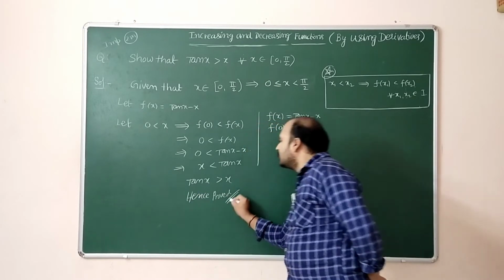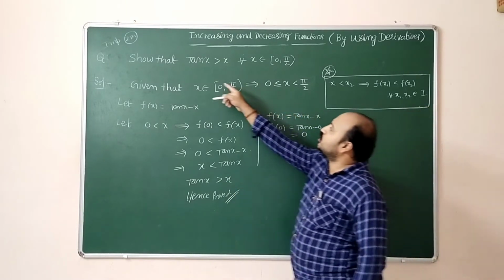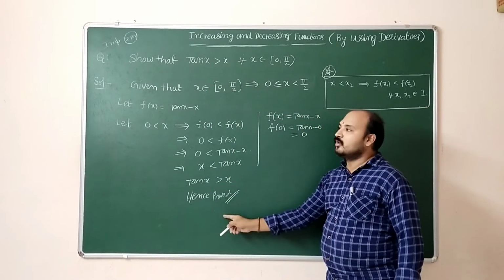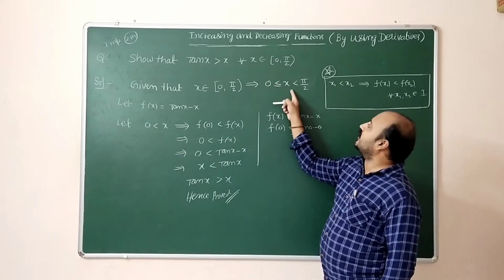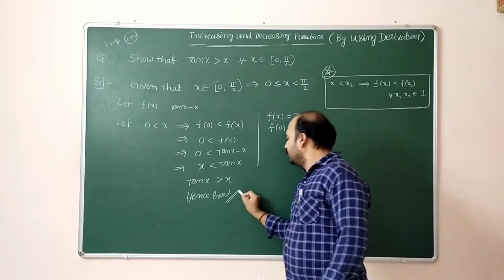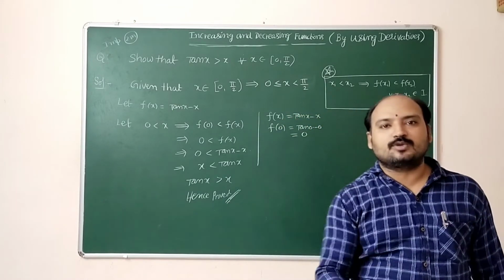This is the way you have to prove that tan x is greater than x, in the interval where 0 is less than x, which means 0 is less than or equal to x is less than pi by 2. We will move to the next question.